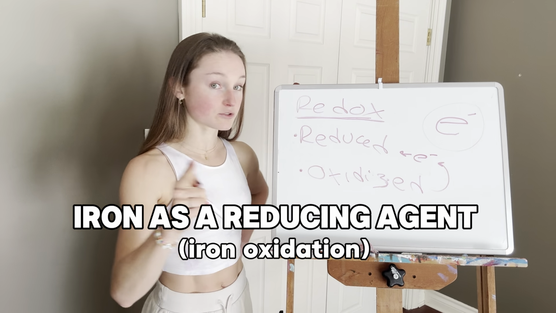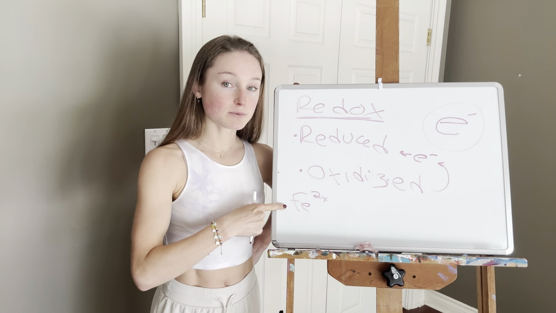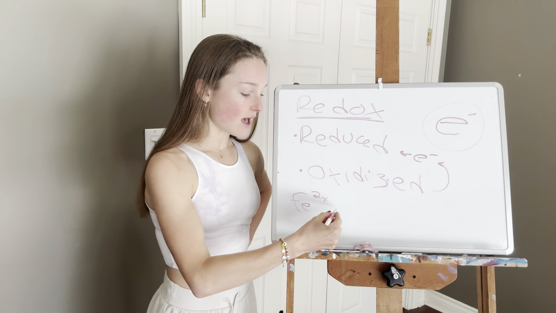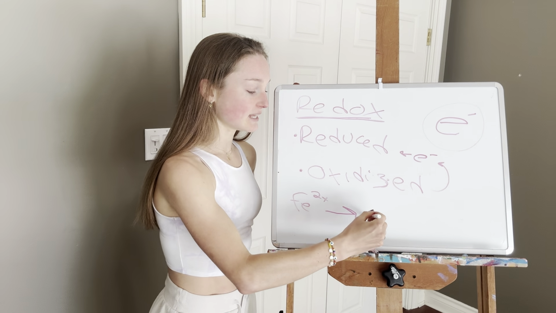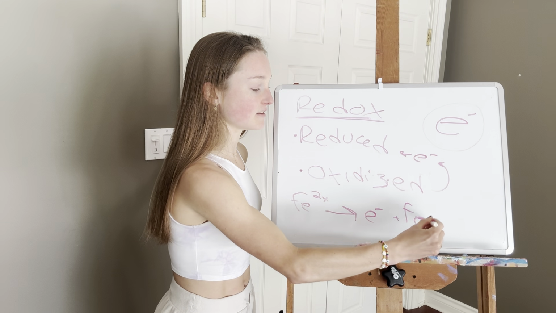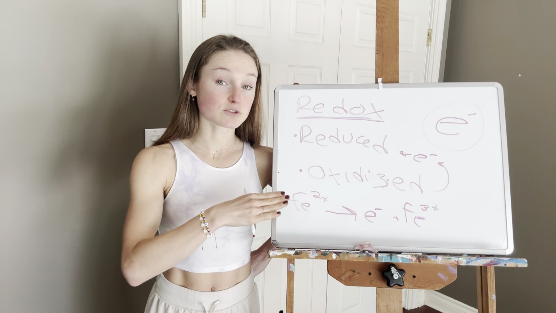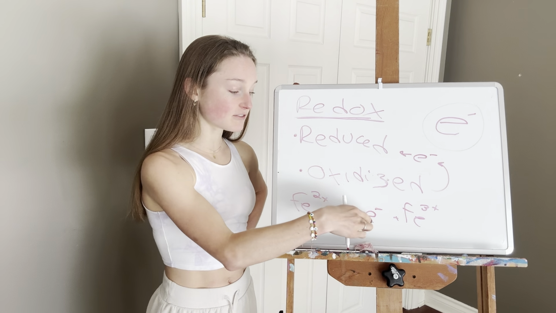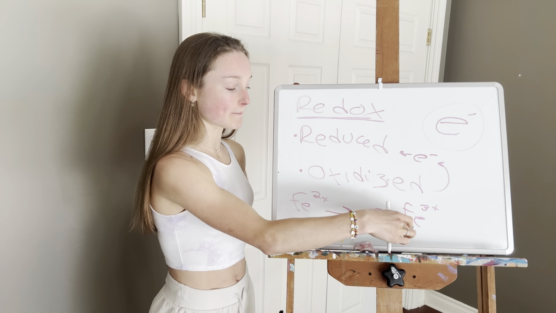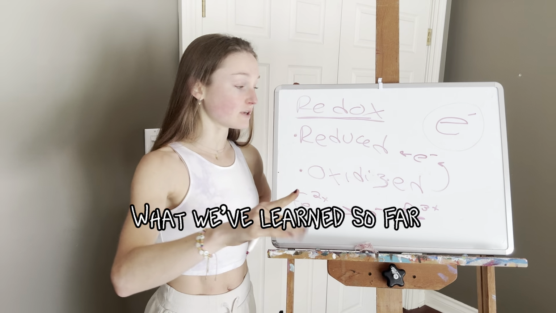So an example could be Fe2+. Fe2+ could be acting as a reducing agent, and when he acts as a reducing agent, he's giving up an electron and he's becoming Fe3+. So if Fe2+ is acting as a reducing agent, he's giving his electron away to someone else, and he himself is becoming oxidized. So let's just make this super clear and concrete.